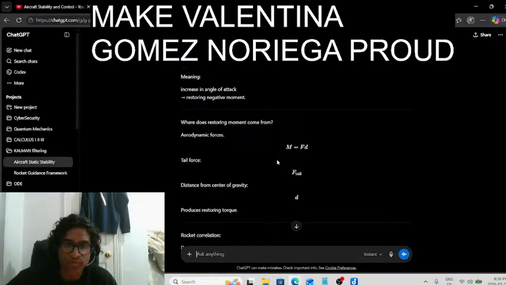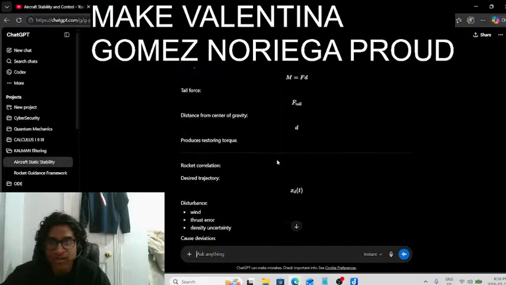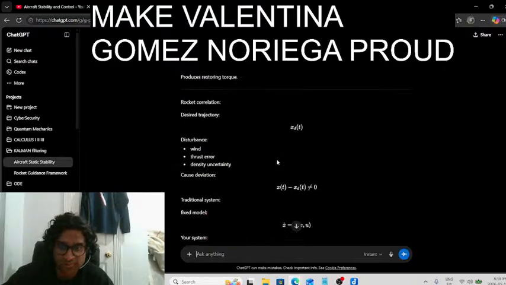Now, where does the restoring moment come from? The aerodynamic force is F is equal to md. The tail force is F tail, so the force from the tail. The distance from the center of gravity is d and produces the restoring torque.